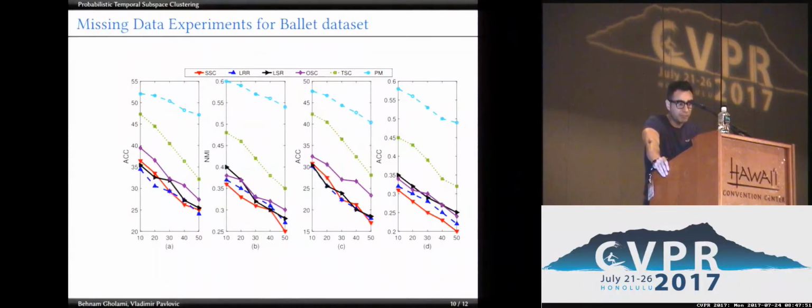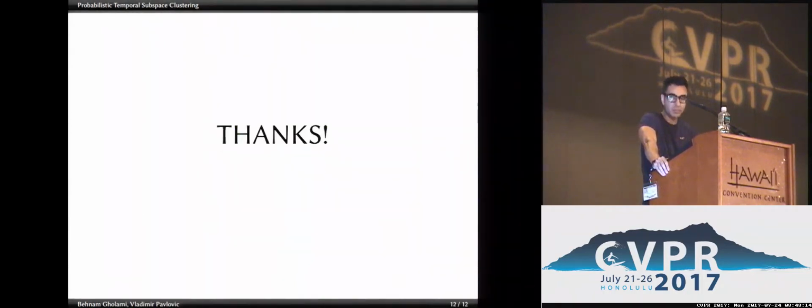We also did some experiments for missing data in both missing at random and missing not at random scenarios. This figure shows the missing data result for the ballet dataset. In this figure, the x-axis shows the missing rates, and the y-axis shows the accuracy and normalized mutual information. As can be seen, the proposed method, the top one, has better performance.